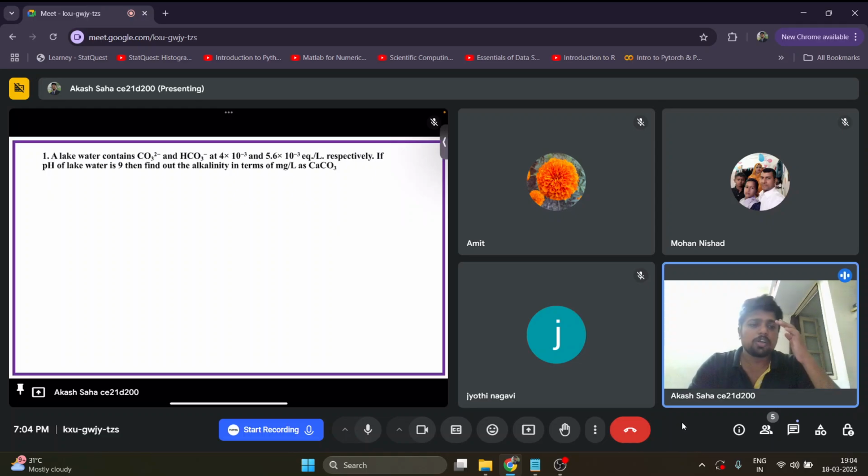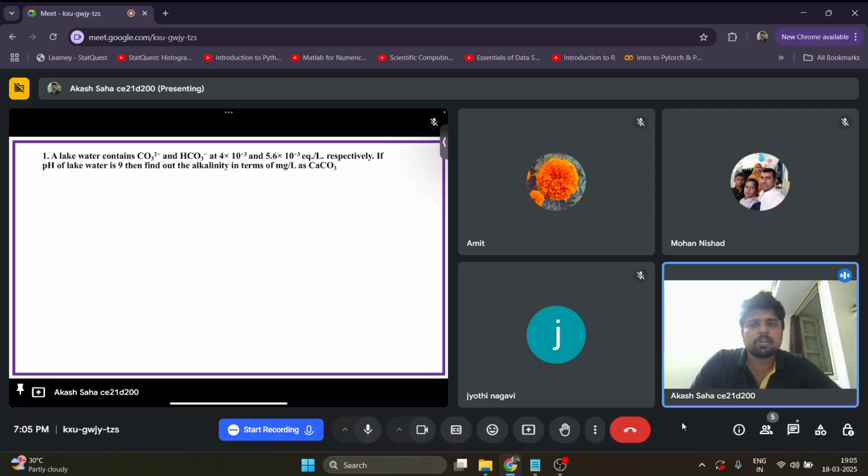So as you all know, alkalinity is basically expressed in terms of carbonates, bicarbonates, hydroxide, and also the H plus ions that is also removed from it. Okay, so this is nothing but the acid neutralizing capacity, alkalinity. So we have to find the alkalinity of this lake water where all the concentrations are given in equivalents per liter, and the pH of the water is also given. So these are all the information that is being given.